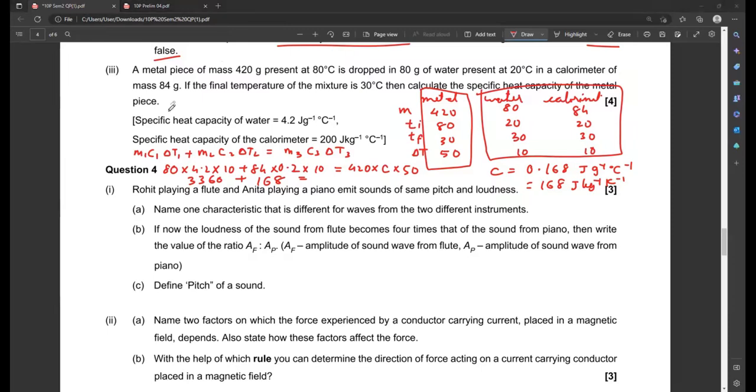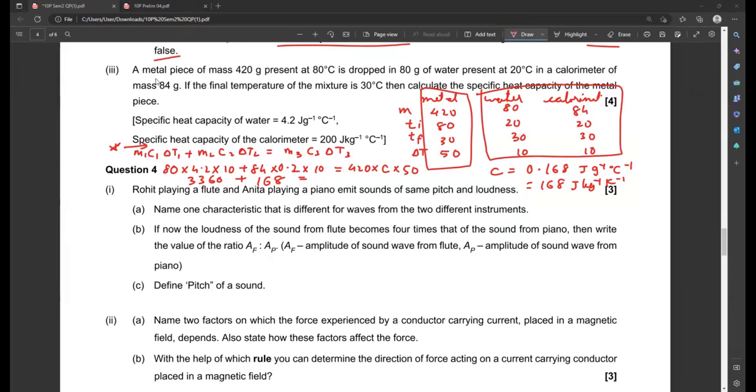So in this case, the heat energy is lost by the metal piece, right? Yeah, the heat energy is lost by metal and absorbed by water and calorimeter. Okay, don't forget to write the statement. Assuming that no heat is lost to the surrounding, heat lost by the hot body is equal to the heat gained by cold body. Okay, moving ahead.